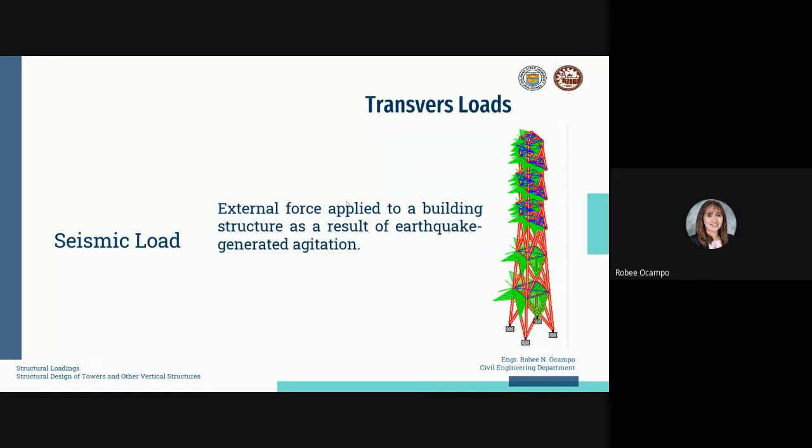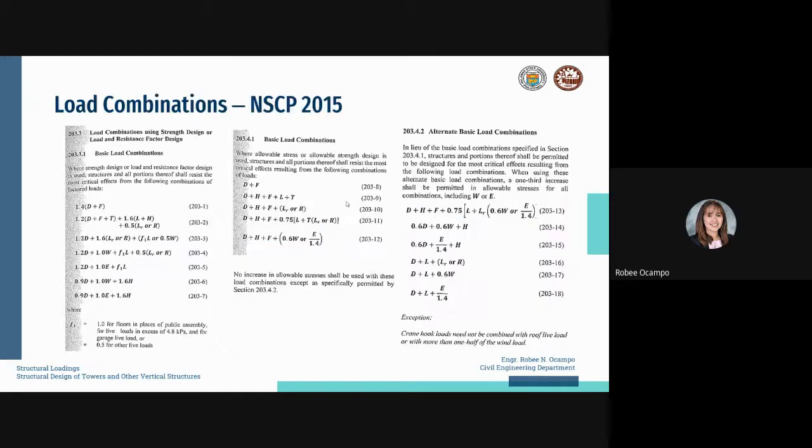So the building or the structure experiences this external force. So this may cause the vibration or the movement of your structure. Okay? So these are the common loads that we're going to be using in designing our vertical structures. Okay? Now, let's go on to the load combination.